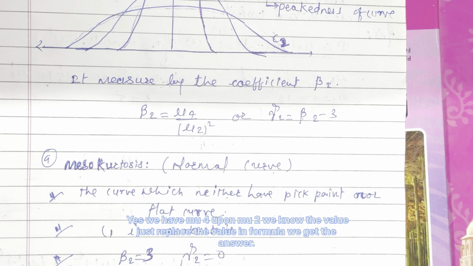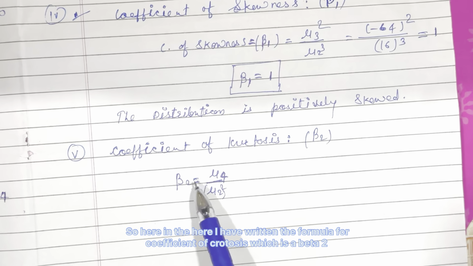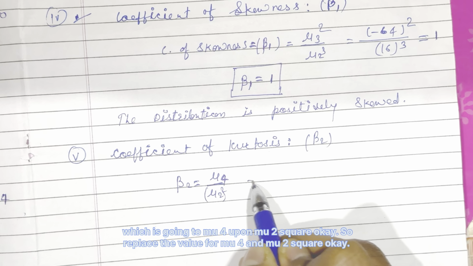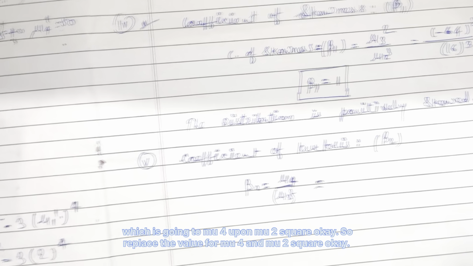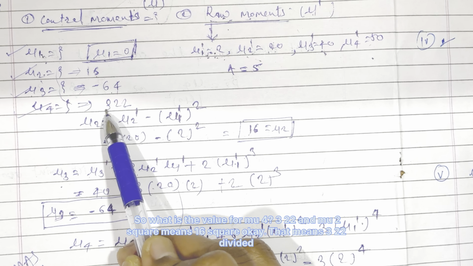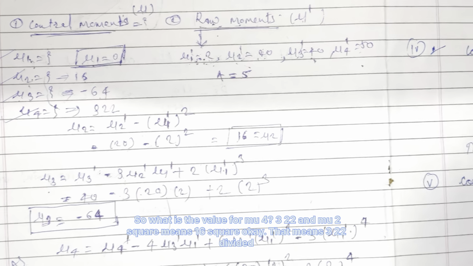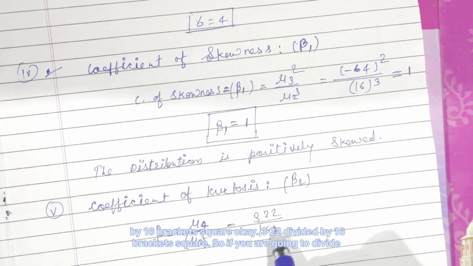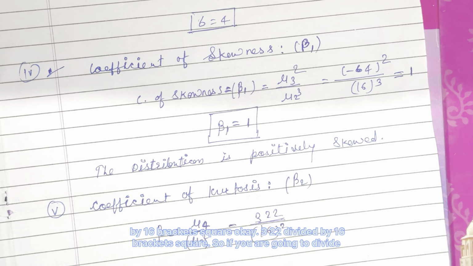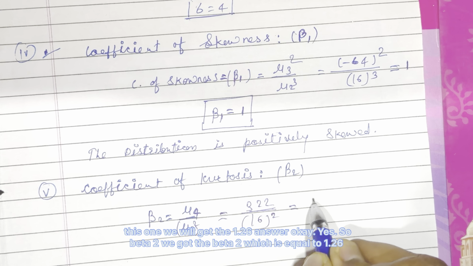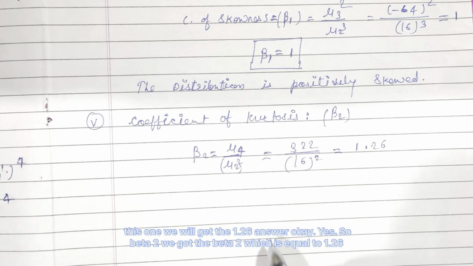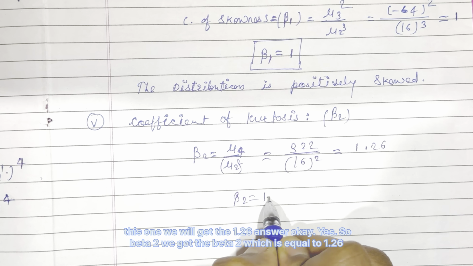Here I have written the formula for the coefficient of kurtosis, beta 2, which is equal to mu4 upon mu2 squared. So replace the values for mu4 and mu2 squared. The value of mu4 is 322, and mu2 squared means 16 squared. That means 322 divided by 16 squared. If you divide this, we will get the answer 1.26. So we got beta 2 equal to 1.26.